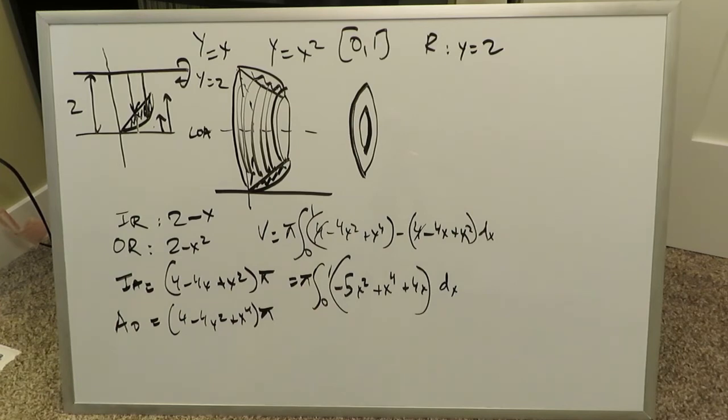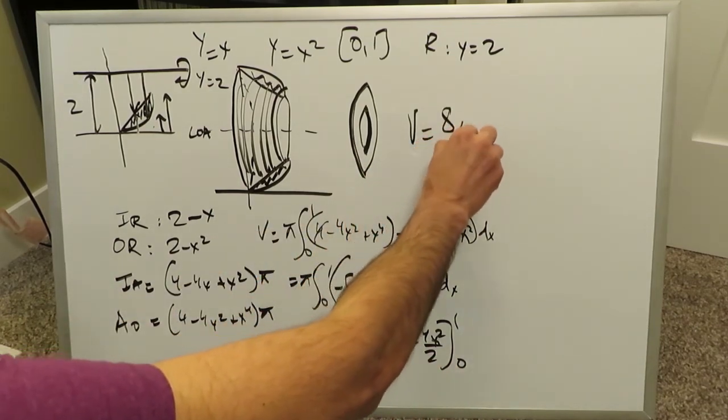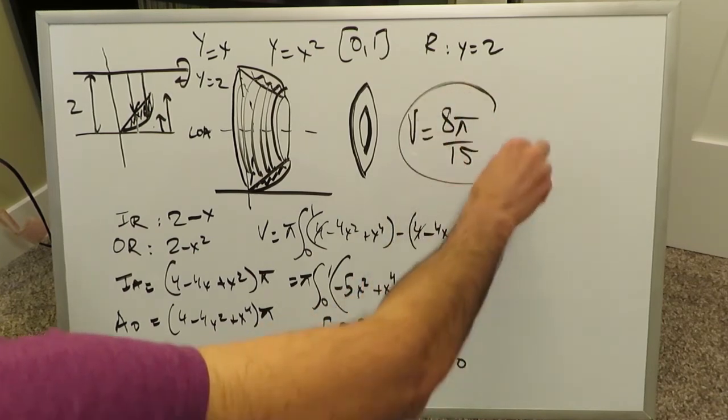I won't take this through the integration process because you know you have to do n plus 1, n plus 1, n plus 1. Then you have to integrate over 1 and 0. All of that is polynomial integration, direct integration, which you should know how to do. And let's just write a volume over here. Well, let me go against what I'm saying and at least take it to the next step. Minus 5x cubed over 3 plus x to the 5 over 5 plus 4x squared over 2, which can be simplified to 2x squared, from 1 and 0. Now if you integrate this, you'll get a good answer over here, and that good answer will be 8 pi over 15. And that'll be the volume of this solid.